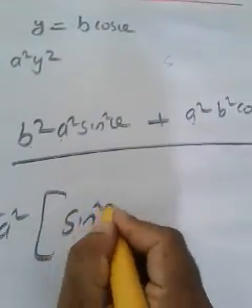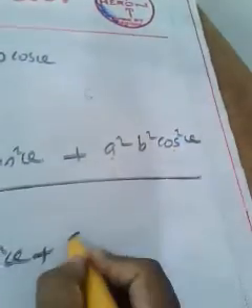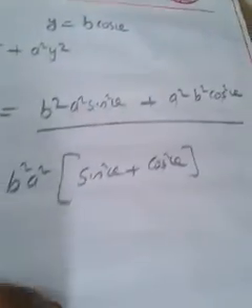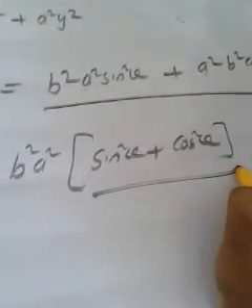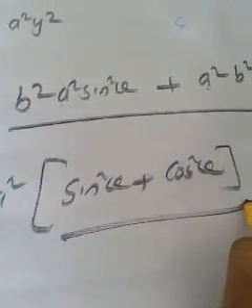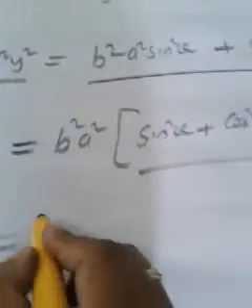Sine square theta will remain. Plus, second time, what will remain? Cos square theta will remain. Who can say what is the answer? What is this? 1. Why? Because sine square theta plus cos square theta is 1. So 1 into b square a square is nothing but b square a square. So the answer is b square a square.